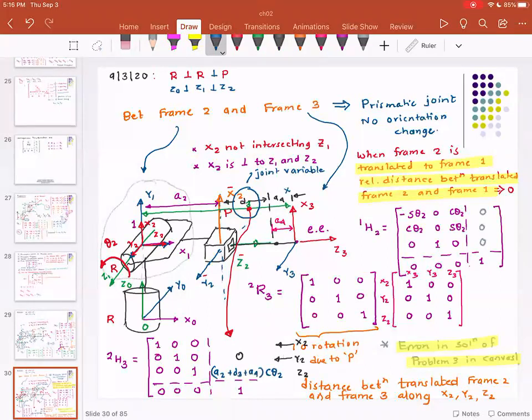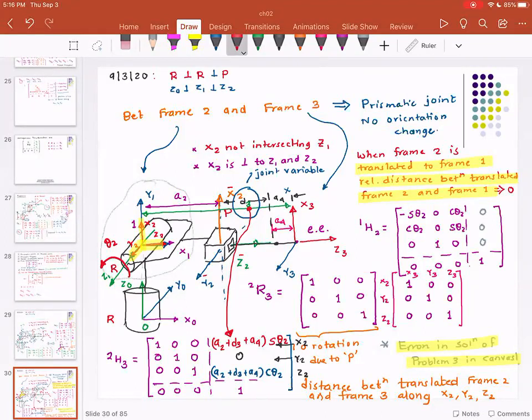Yeah, I made a mistake, and thanks for catching that. And this distance, because please note, the frame that I'm referring to, and I'm going to show that frame, is this. Not x1, y1, z1. So along x2, it is going to be A2 plus D3 plus A4 sine theta 2. Are we good? Does it make sense?